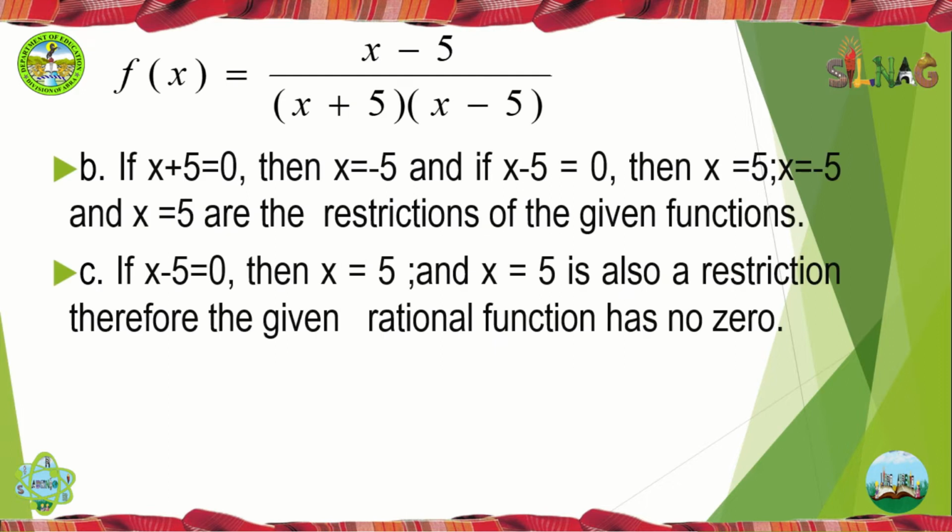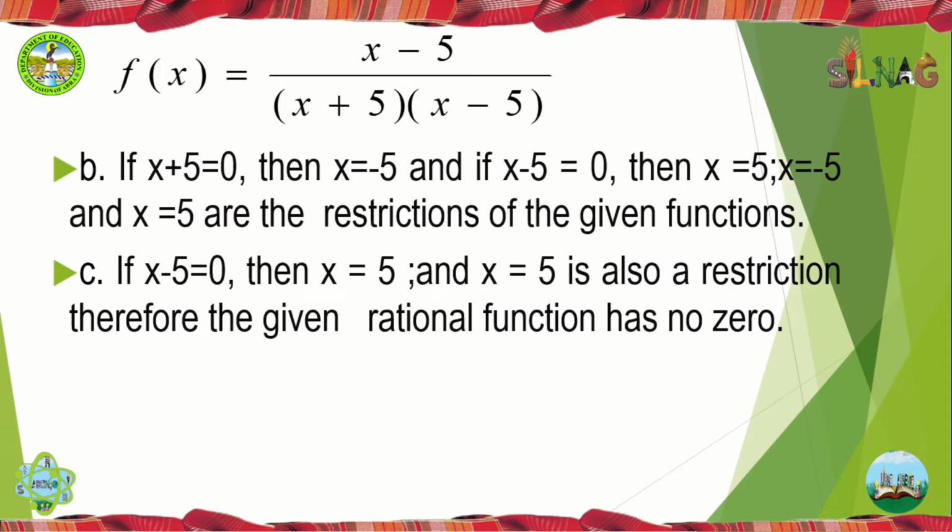Then, next, for the second step, we have to determine the restrictions. So we use the factors of the denominator. If x plus 5 is equal to 0, then x is equal to negative 5. And if x minus 5 is equal to 0, then x is equal to 5. X is equal to negative 5 and x is equal to 5 are the restrictions of the given function.